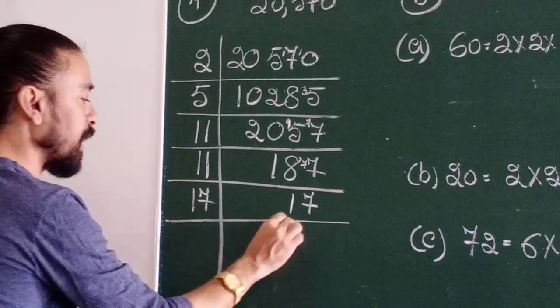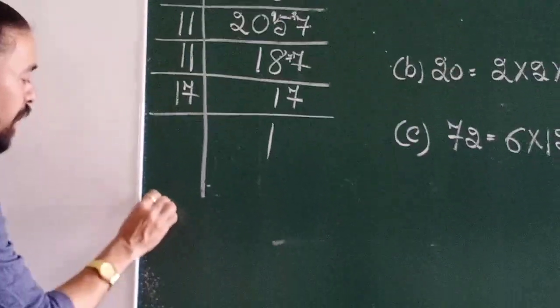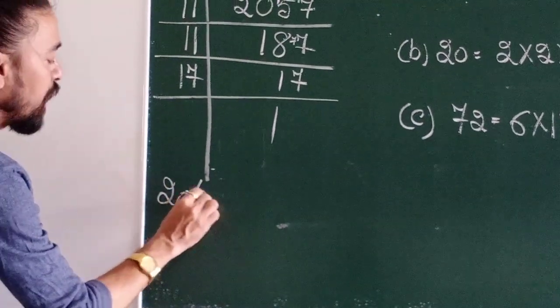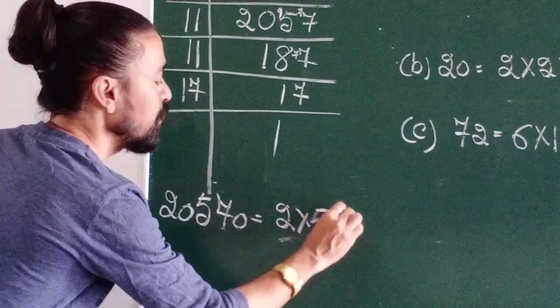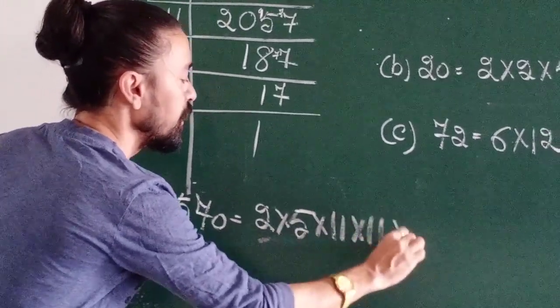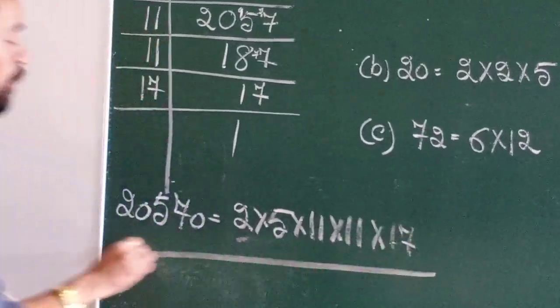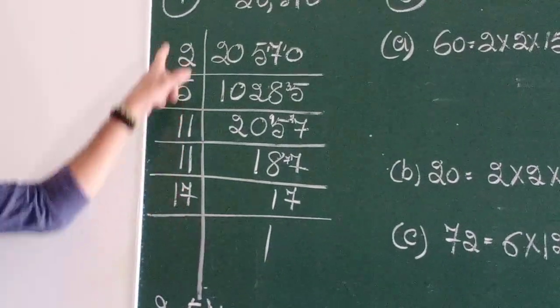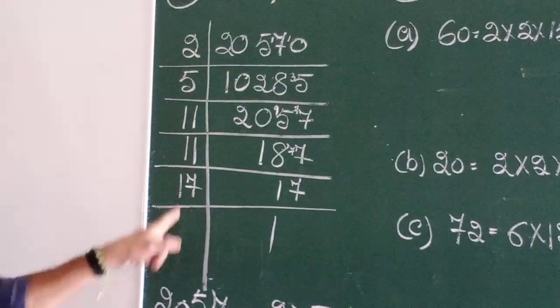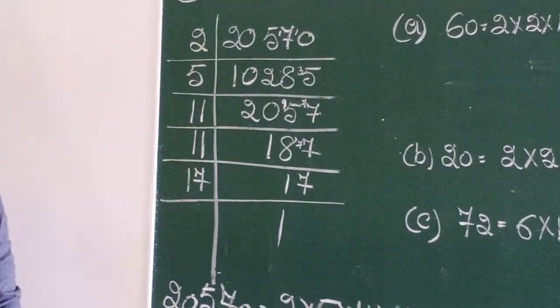17 is a prime number. And there I have my factorization. 20570 can be written as 2 into 5 into 11 into 11 into 17. Please be very careful of this part where you copy all the divisors. These are divisors. They are called divisors because they are dividing a number.